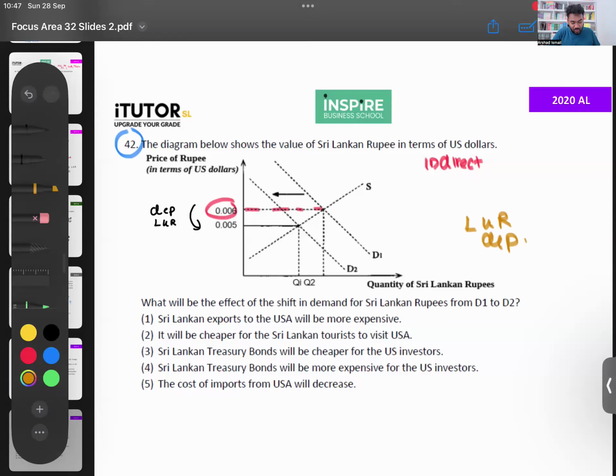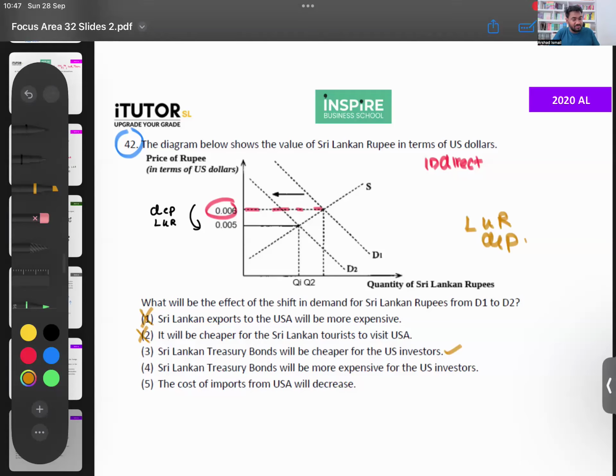Sri Lankan exports to the US will be expensive. Is that correct? No, wrong, because it will be cheap. It will be cheaper for Sri Lankan tourists to visit the US. Will it be cheap? If our currency is weak, it will not be cheap for us; it's good for them. Sri Lankan treasury bonds will be cheaper. Can that be an answer? Sri Lankan treasury bonds actually can be cheap because our currency has depreciated. Now they can buy them at a lower price. Can be an answer. We look for the others.